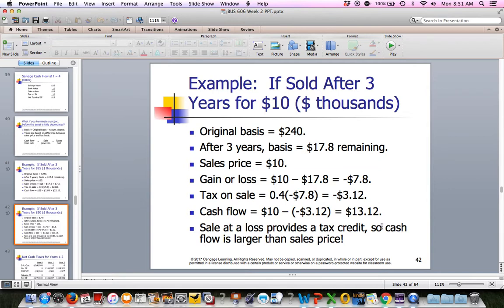And then it says here, what if I sell it after 3 years but only for 10,000, not for 25, but for 10? Now I have a loss. So my basis is 17.8. I sell it for 10. My loss is a negative 7.8. I lost money on that deal. I get a tax benefit for that though. The good news is I get a tax credit for that. And so that's a 3.12. So my cash flow now is actually 10 minus a minus, which is a plus, we all know, 13.12.